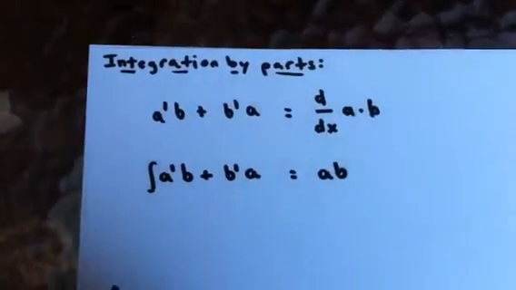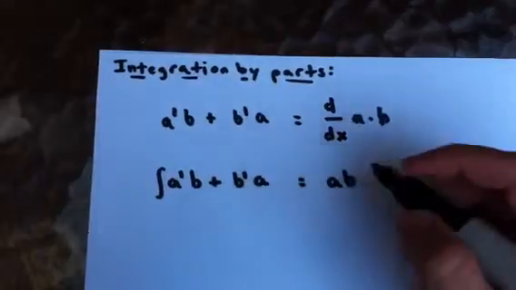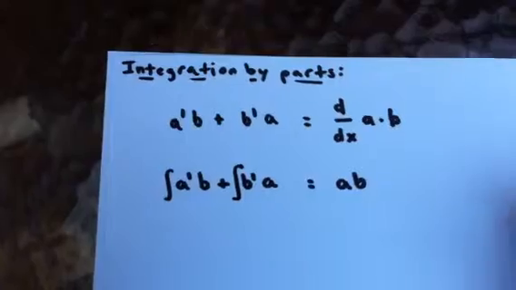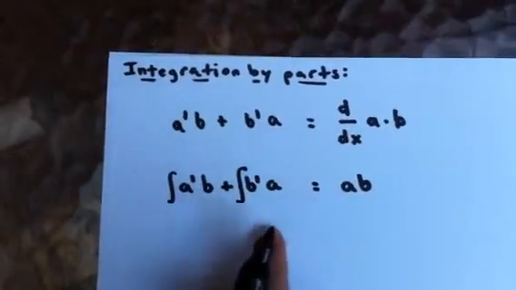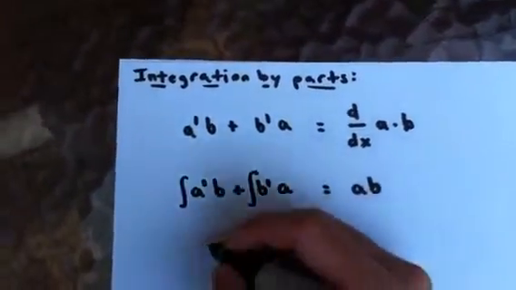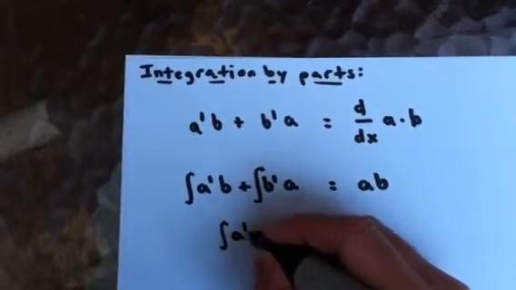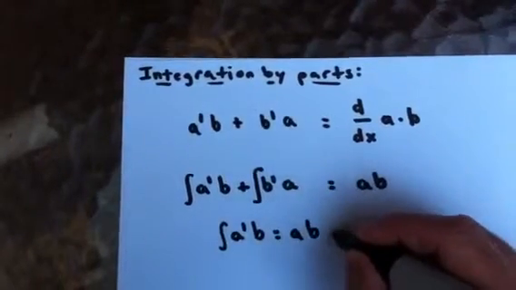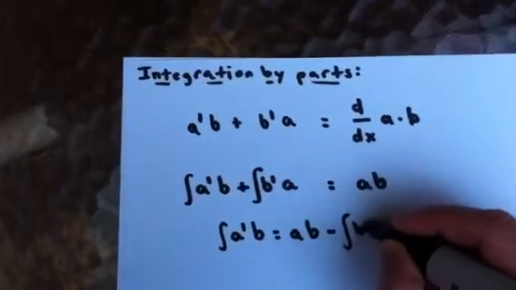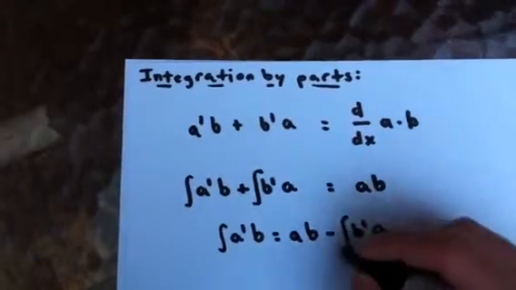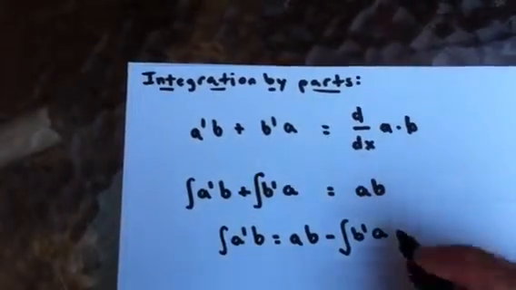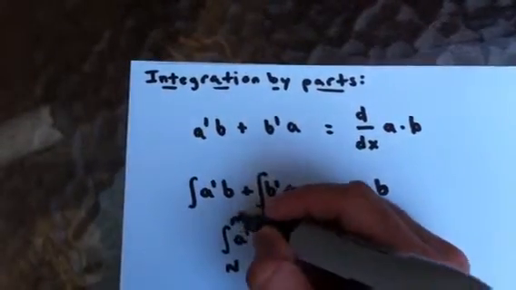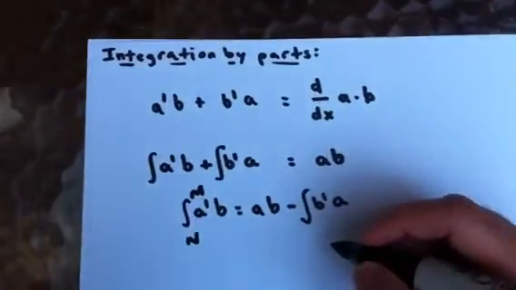And so here, this can be split into two integrals. If we subtract away either one of these integrals, we're going to get the integration by parts formula. So we'll get that the integral of a prime b equals a times b minus the integral of b prime a. And if your original integral here has bounds of n to m, then your secondary integral here will have the bounds n to m.